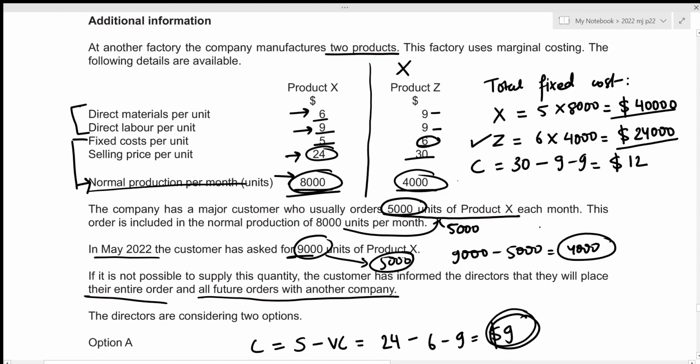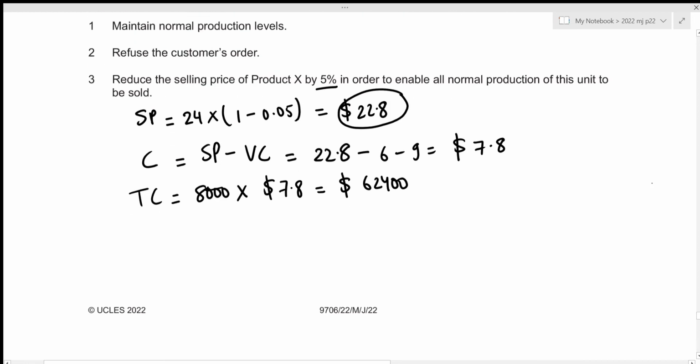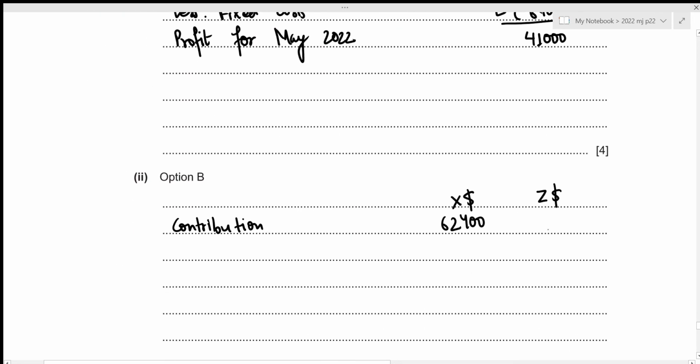Now the total contribution is just the contribution per unit times the production units, which is 4,000 for product Z. So that's 4,000 times contribution per unit of 12, which results in the total contribution to be 48,000. Let's write it down in our statement. So that's 48,000. Now we just need to subtract the fixed costs.